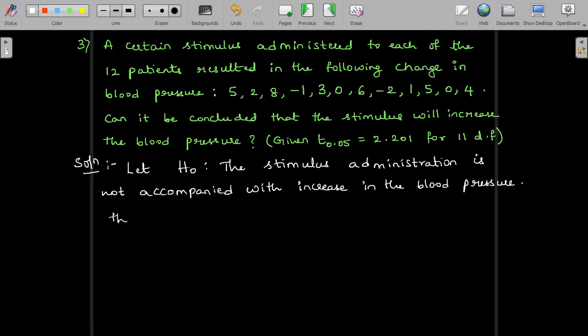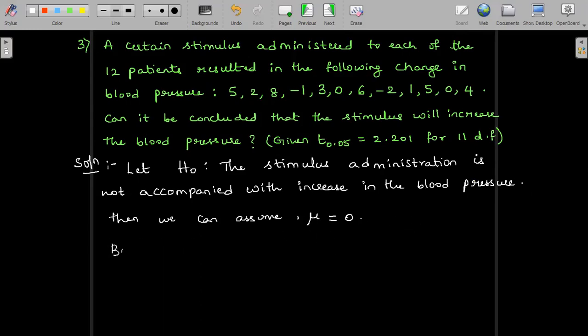Then we can assume mean mu is equal to 0. That is the mean of the population, mu equal to 0. This can be assumed only when we take that there is no increase in the blood pressure. So the stimulus, whatever that has been administered to the organ or tissue, is not accompanied with any increase in the blood pressure. Implies that mu is equal to 0.